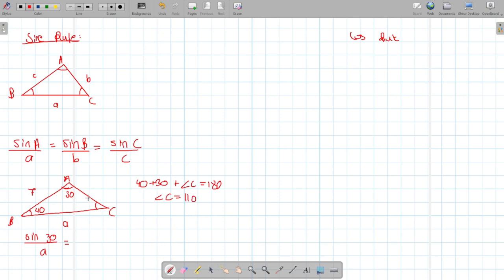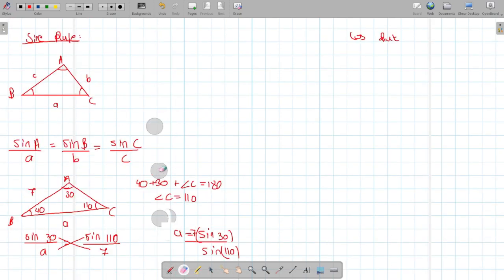Since now you know angle C is 110, you do sine 110 over the side opposite to it, which is 7, and you cross multiply. You get A equals 7 times sine 30 divided by sine 110. This is how you apply the sine rule.